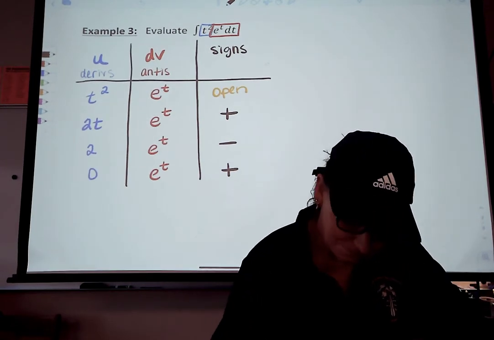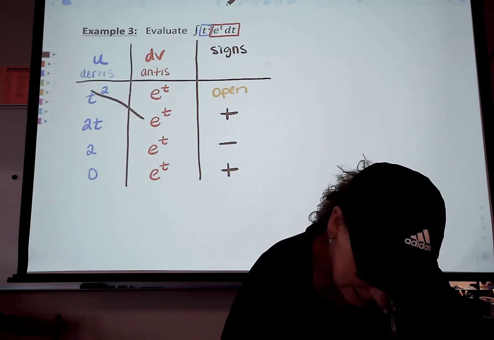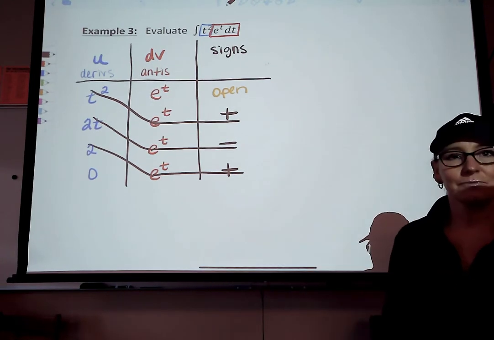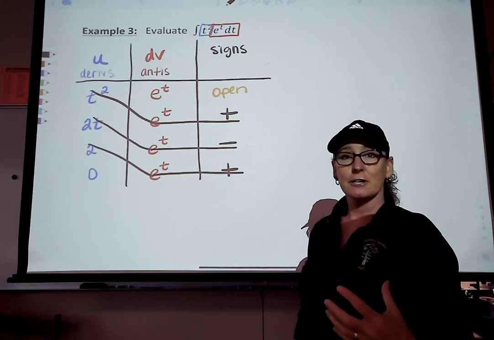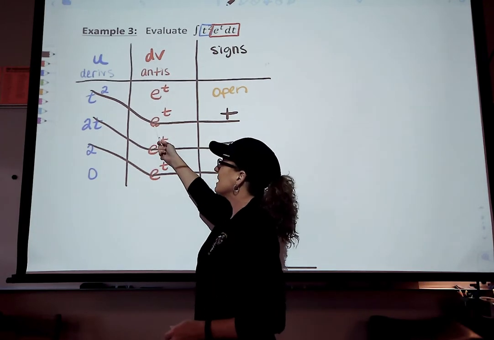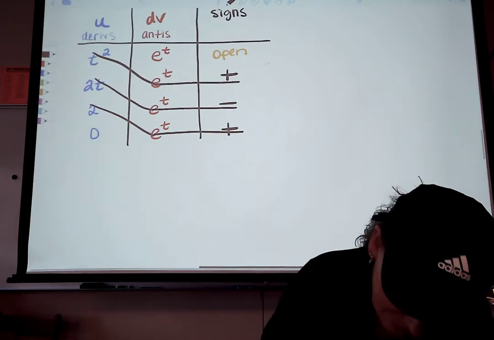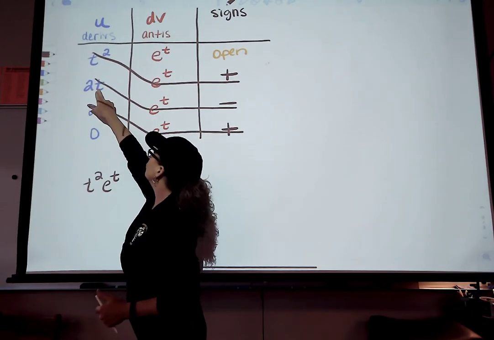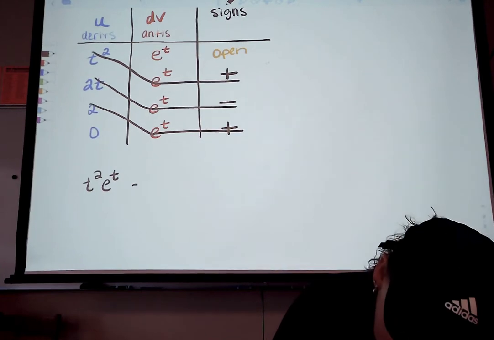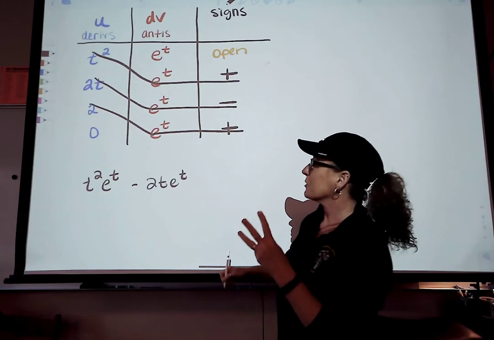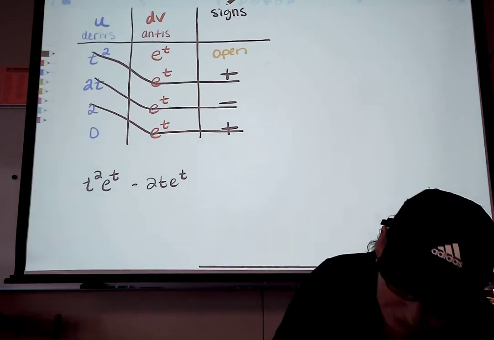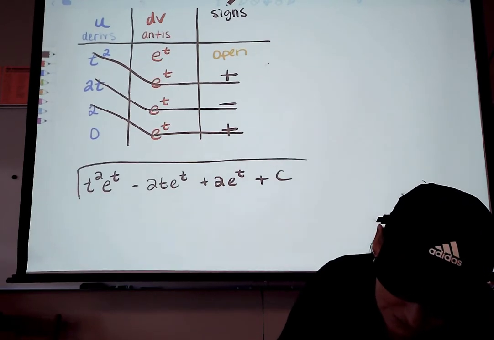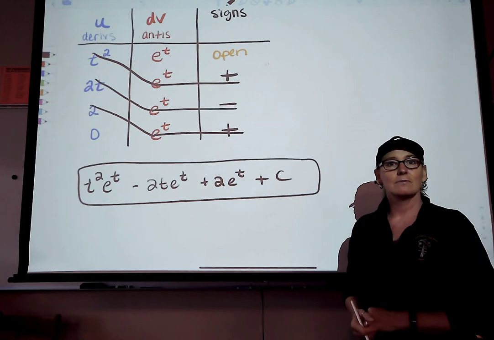Here's how we come up with your answer. We say tic-tac-toe. So my first term is t squared times e to the t, and it's positive. My second term is 2t e to the t, and it's negative. My third term is 2e to the t, and it's positive. And don't forget the c. You like it?